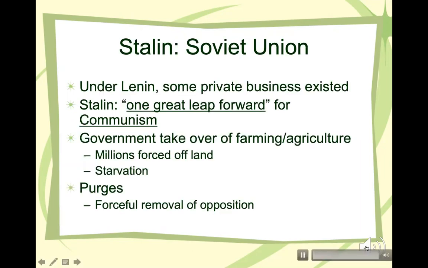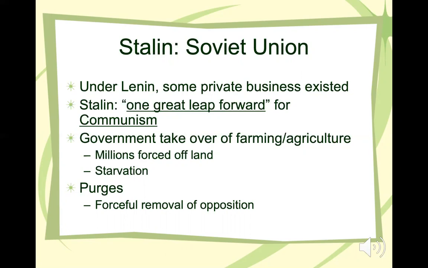The first dictator that we're going to take a look at is Joseph Stalin from the Soviet Union. What we want to understand is that Stalin came after Lenin. When Lenin was in charge, it was a communist society, but it was not nearly as radical as when Stalin takes over. Under Lenin, there was still some local, individual land ownership, but Stalin comes in 1924 and really changes all of that. You can see his quote up there: "This is one great leap forward for communism." He's really talking about when he steps in and takes over control of the Soviet Union.